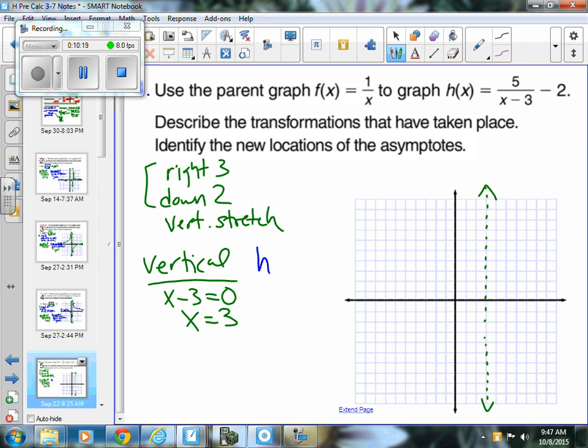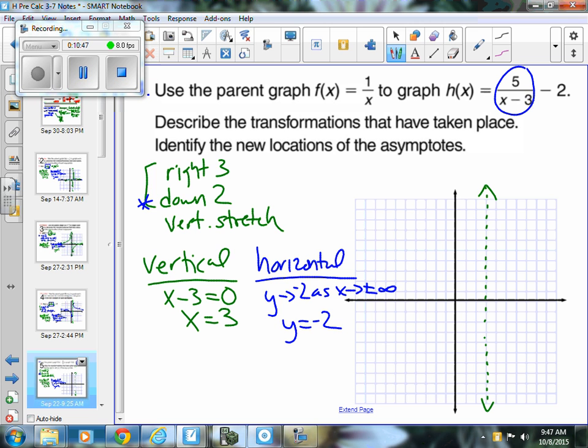All right, horizontal. The horizontal asymptotes come from the end behavior. y approaches what as x approaches plus or minus infinity? So what is y approaching? Well, what did the transformation do? It moved the graph down 2. So our original fraction, the 1 over x family, goes to 0. The x gets big, that bottom gets big, the fraction gets small. Then we subtract 2 from it. That means it's going to approach negative 2. So your horizontal asymptote will be down at negative 2.